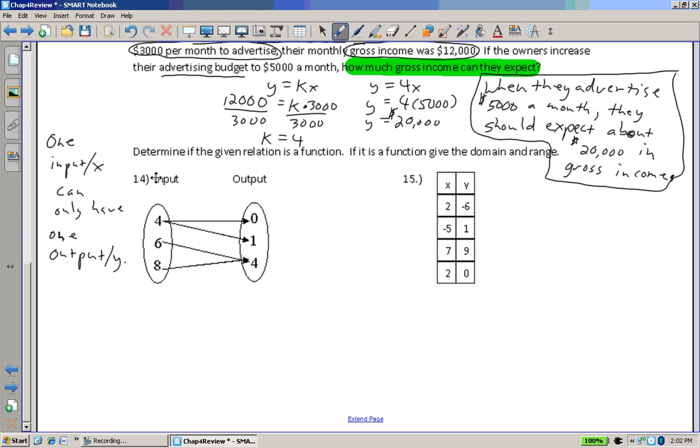So as I look at this, there's different ways to think about that. Let's look at this one. The input 4 maps onto 0 and 4 maps onto 1. We just said one input can only have one output. Well, that's not the case here. 6 maps onto 4, 8 maps onto 4. That part is okay, but 4 mapping onto two different things, that is not a function. One way to think of this is to look at a door.